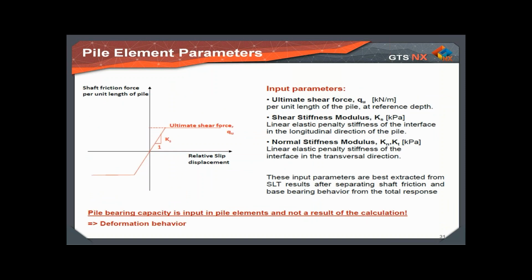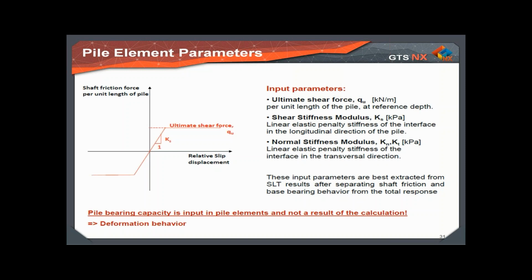In terms of input parameters, these interfaces between the embedded pile, the beam, and the soil are characterized by a few parameters. In principle, you have a set of springs at the shear between the beam and the soil, and these springs are 2 in the lateral direction, so Kn and Kt, and 1 along the pile axis, which is Ks.